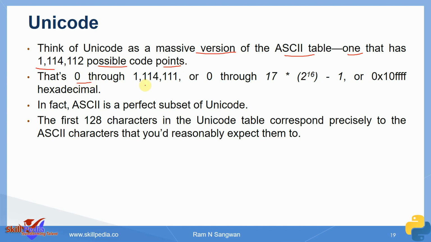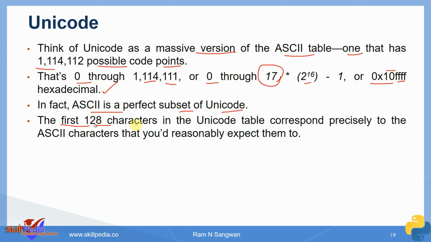That's 0 through 1,114,111, or 0 through 17 multiplied by 2 raised to power 16 minus 1, or in hexadecimal, 10 F hexadecimal. In fact, ASCII is a perfect subset of Unicode.